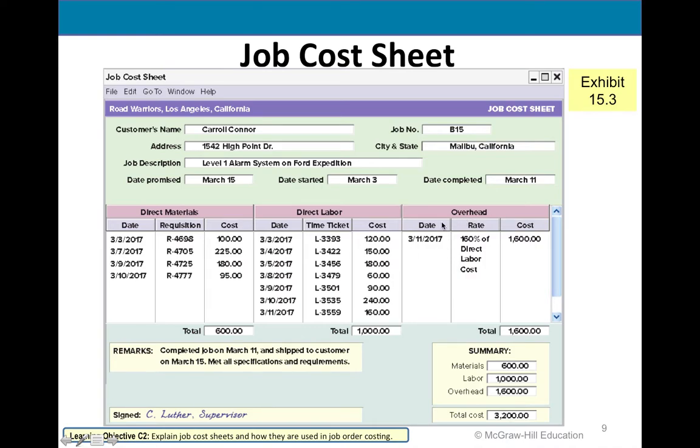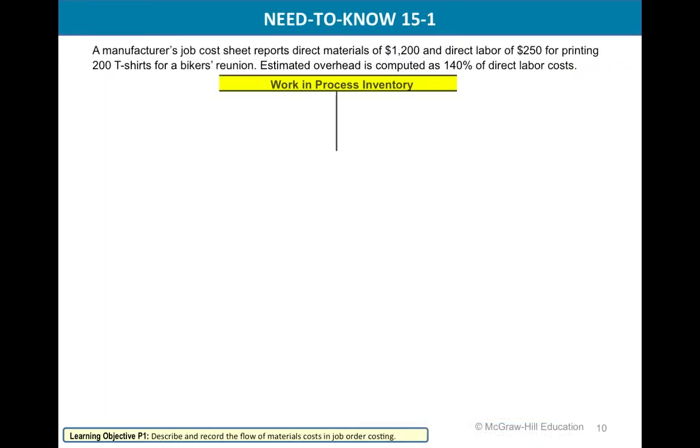Overhead, remember, is going to be an estimate. It says here, 160% of direct labor. So whatever direct labor is, multiplied by 1.6. So we see the total cost so far on this job is $3,200. Again here, obviously estimated overhead. Remember, work in process.